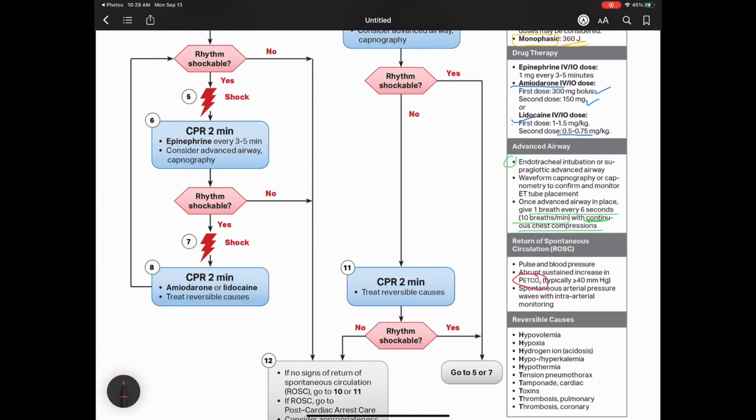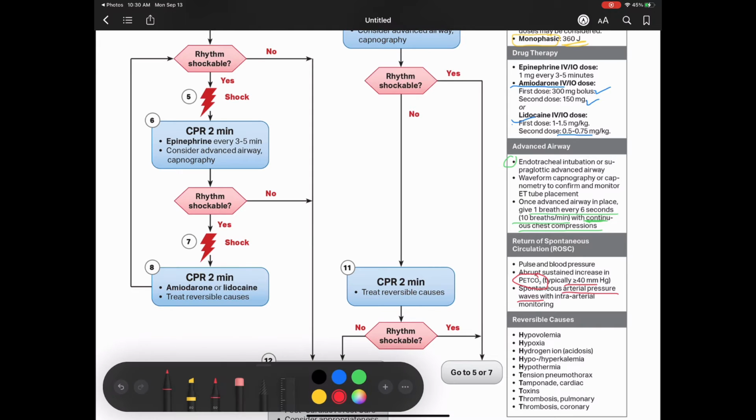How to know if there is a return of spontaneous circulation? You have to check PaCO2, which is typically more than 40, and you have to continuously check pulse and blood pressure. You will also see spontaneous arterial pressure waves with intra-arterial monitoring.